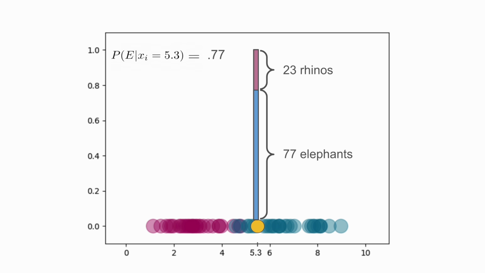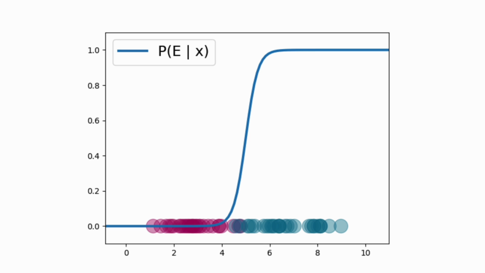If we compute this conditional probability for all weights, not just 5.3 tons, we can plot the probability that any given weight is that of an elephant, which you'll notice looks a lot like the sigmoid function. And just like the sigmoid function, it represents the proportion of elephants we can expect at each given weight. But just like the sigmoid function, it can assign very high probabilities to points that are clearly outliers, uncharacteristic of elephants or rhinos.